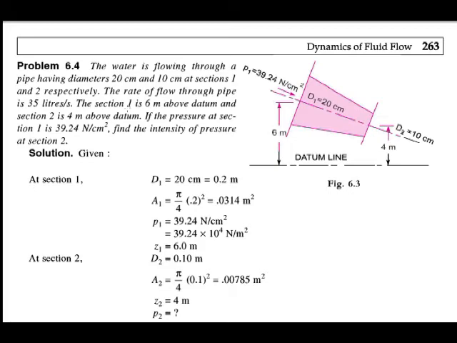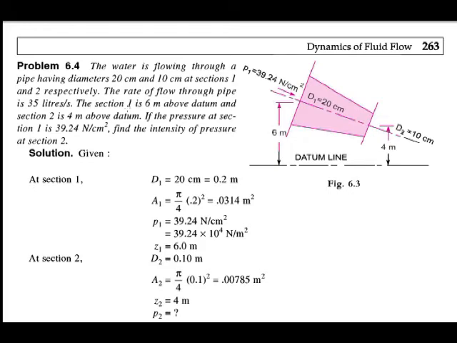So here they have given the diameters at section 1 and at section 2, then the rate of flow, and then the datum head for section 1 and section 2. The pressure at section 1 is already given. We have to calculate the pressure at point 2.